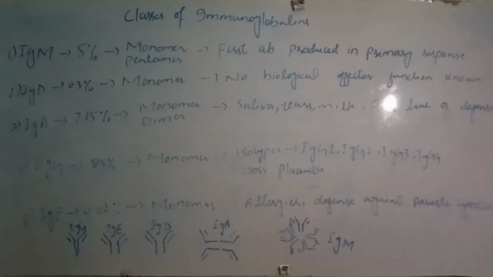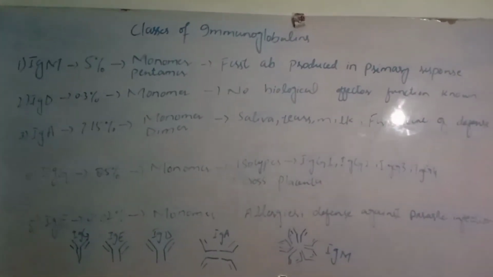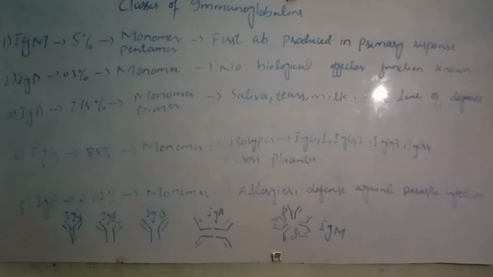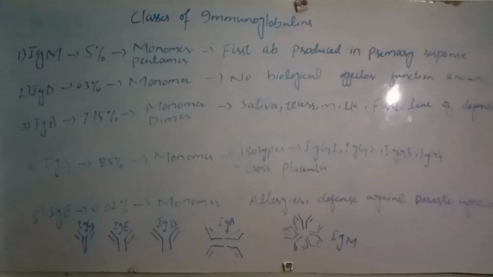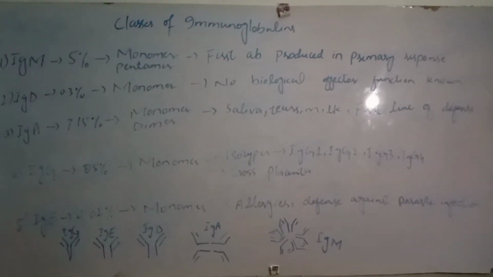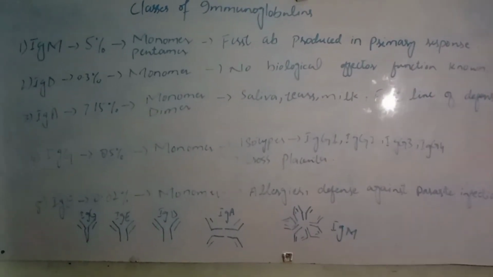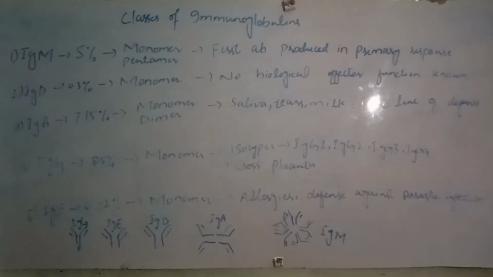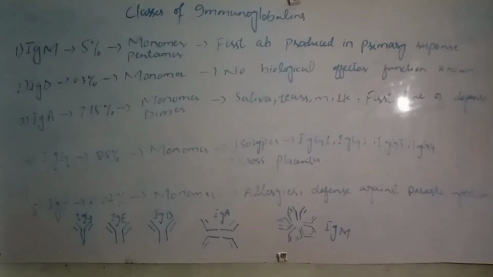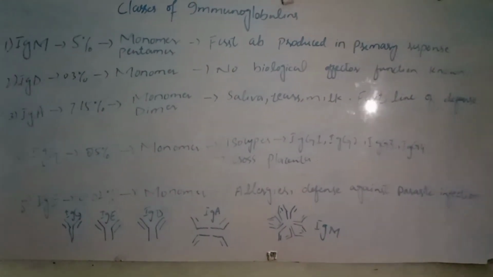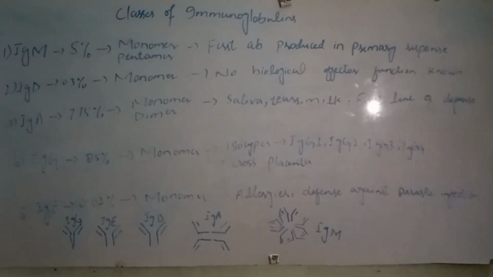So when an antigen enters our body, the first antibody which is produced against these types of antigens is IgM. And the complement activation antibody is mainly IgM and then IgA. The immunoglobulin which crosses the placenta is IgG, and the immunoglobulin type which is involved in allergic reaction is IgE. So these are the main types of immunoglobulins and their functions in our body.